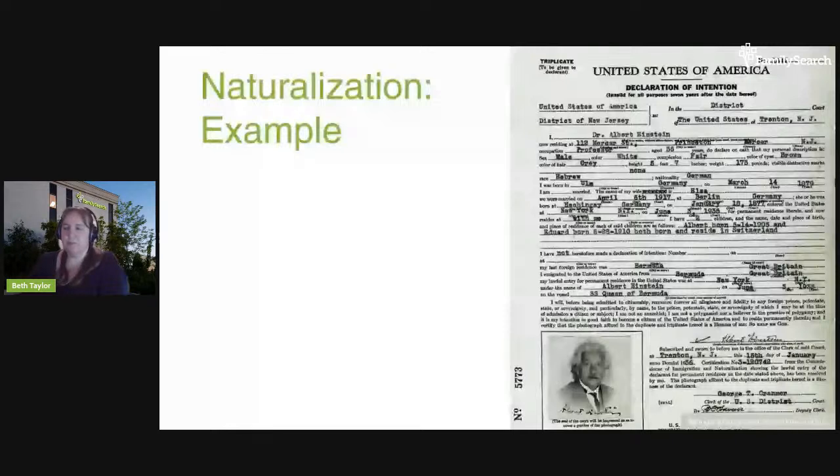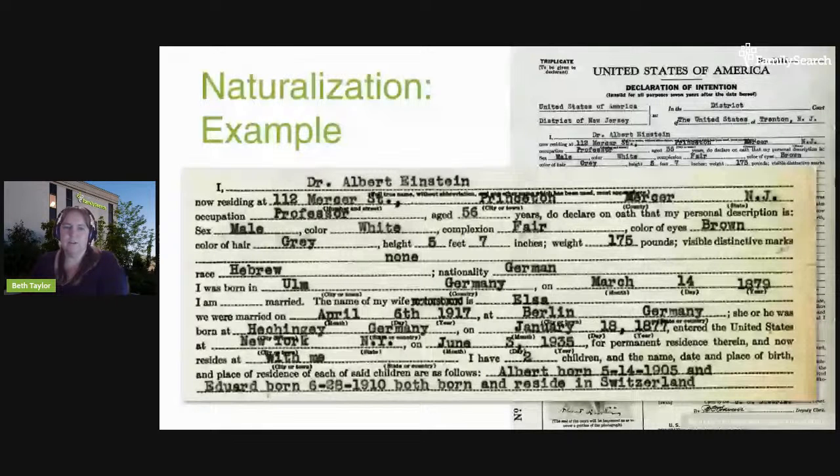This individual might be pretty familiar to you. You might have heard of him. His name is Dr. Albert Einstein. So these are his actual naturalization papers. The United States National Archives put these online.